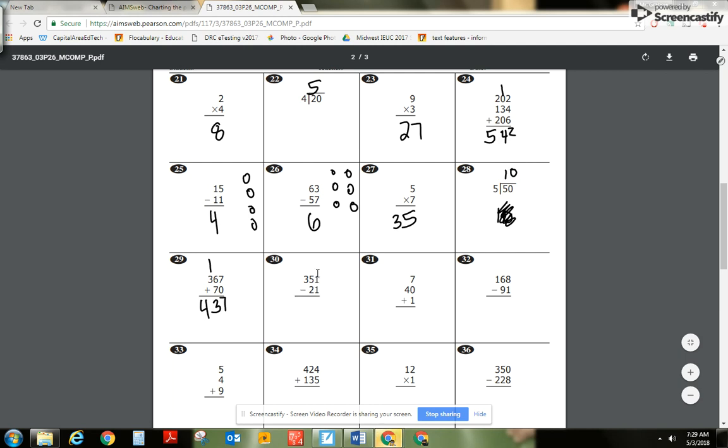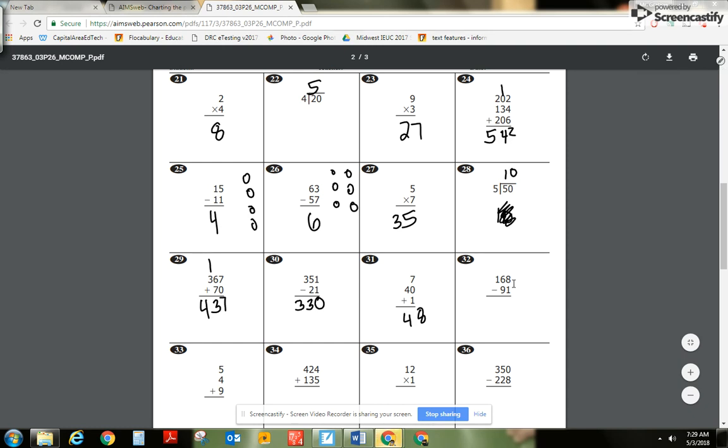Here's another problem. 1 take away 1 is 0. 5 take away 2 is 3. And some kids forget to bring down the hundreds place. That's very important. So 351 minus 21, there's a difference of 330. Number 31, we typically do pretty well. We start in the ones place and we get 48.